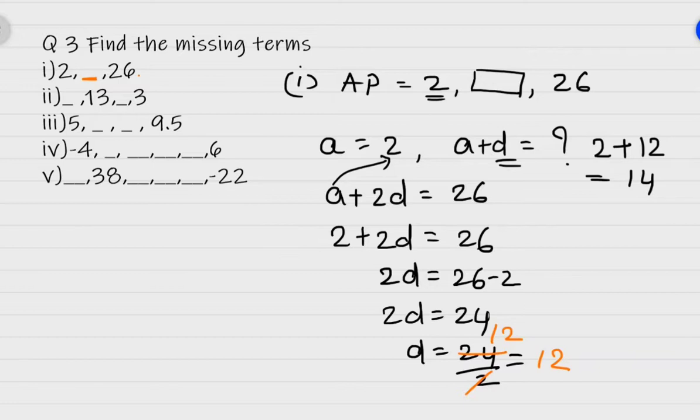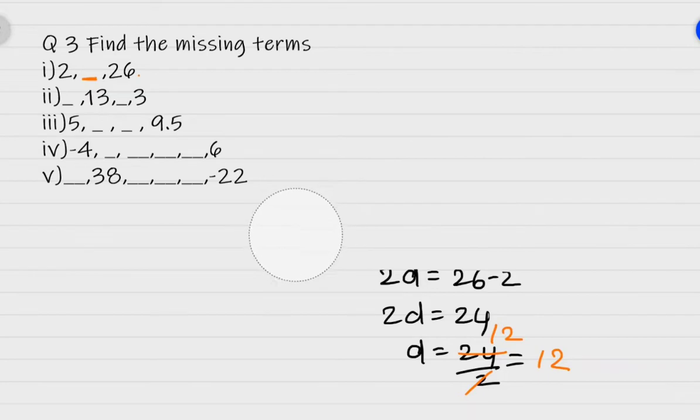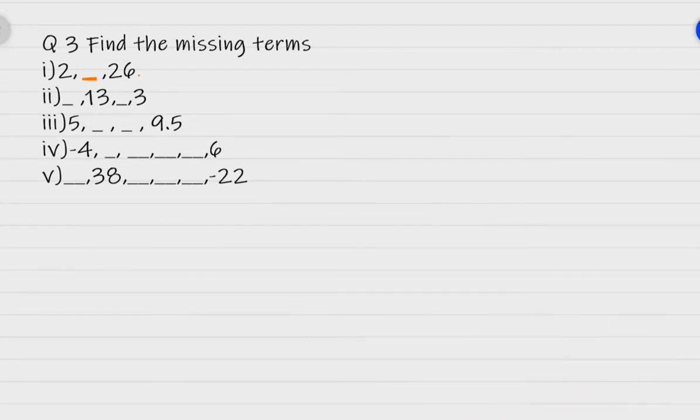Okay. Now let us see the next question. Our next question is, you don't know the first term itself. Okay, no problem. Here in the second question, you don't know the first term itself. The second term is 13, the third term is not known to you, and your fourth term is 3. See here the numbers are decreasing. That means your common difference is negative.